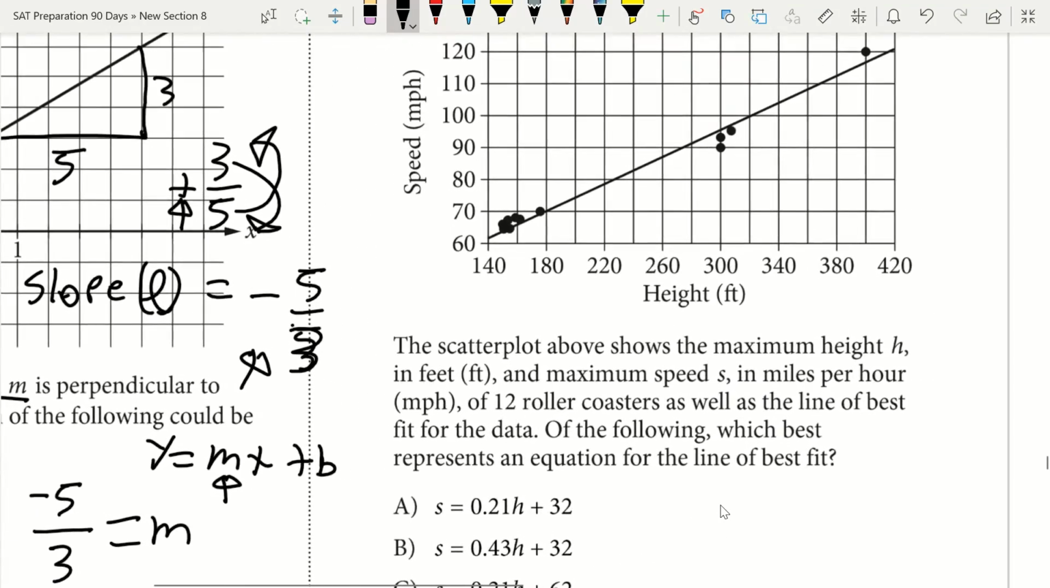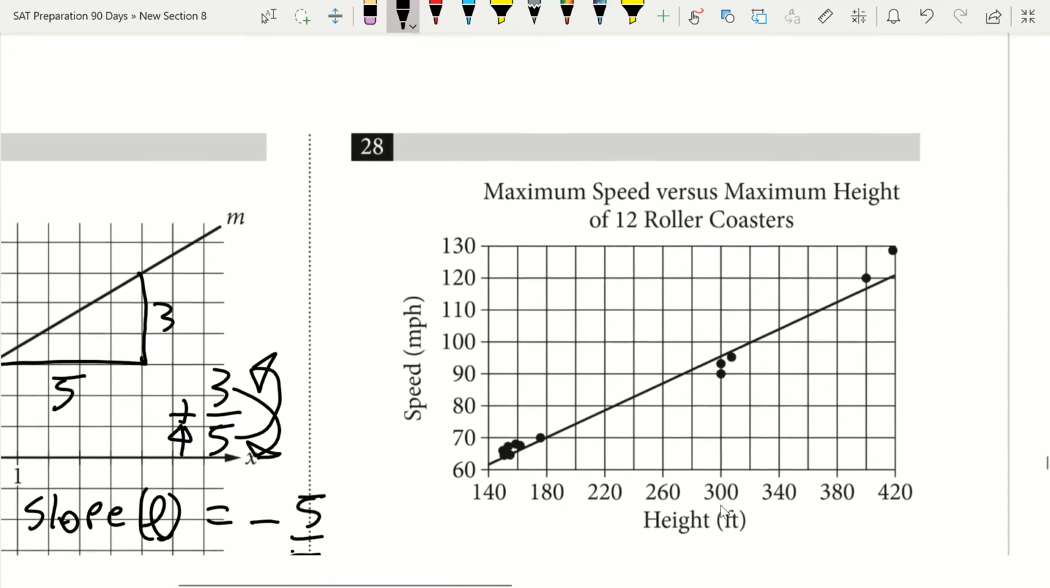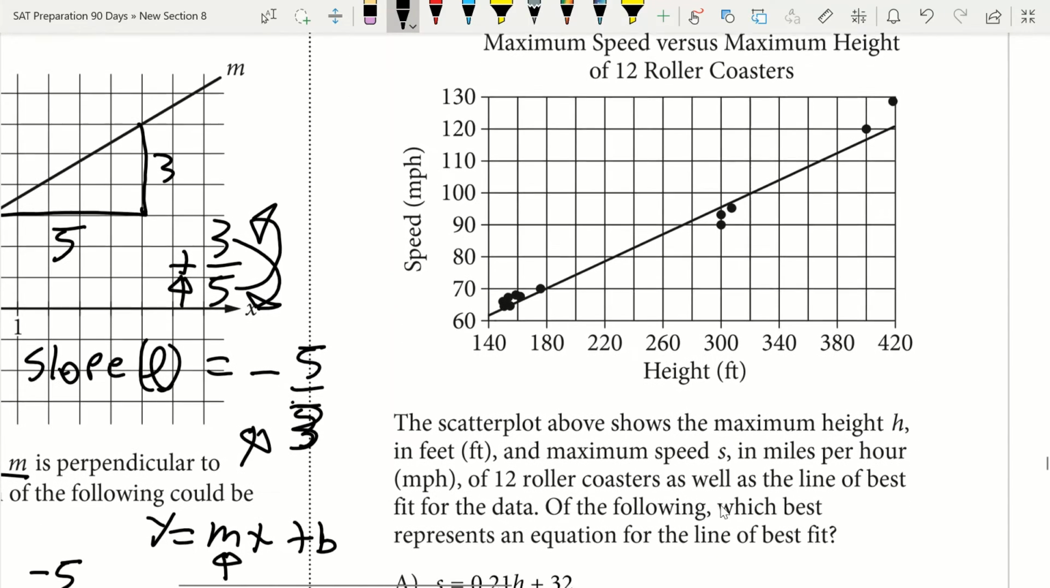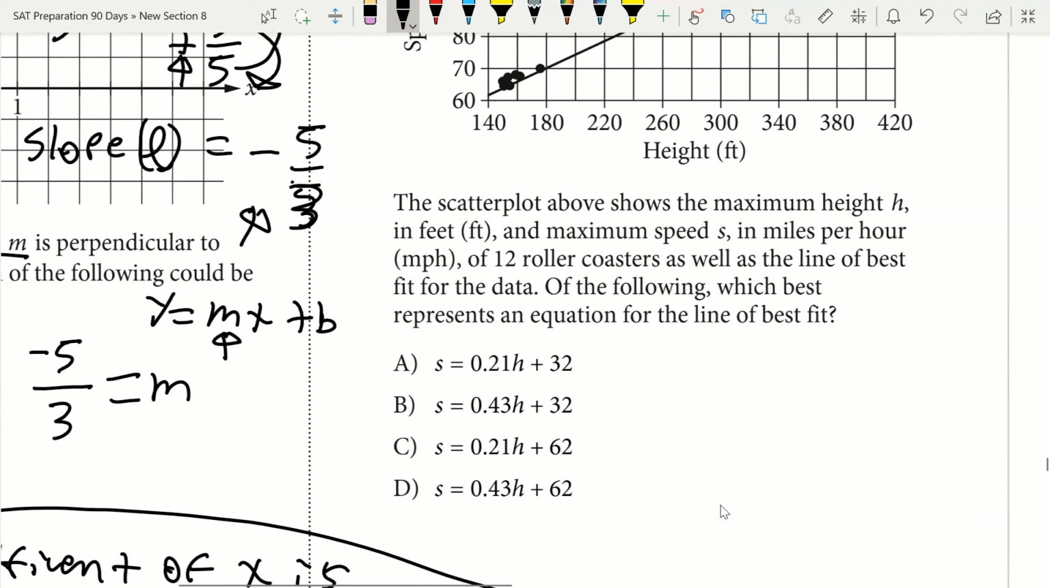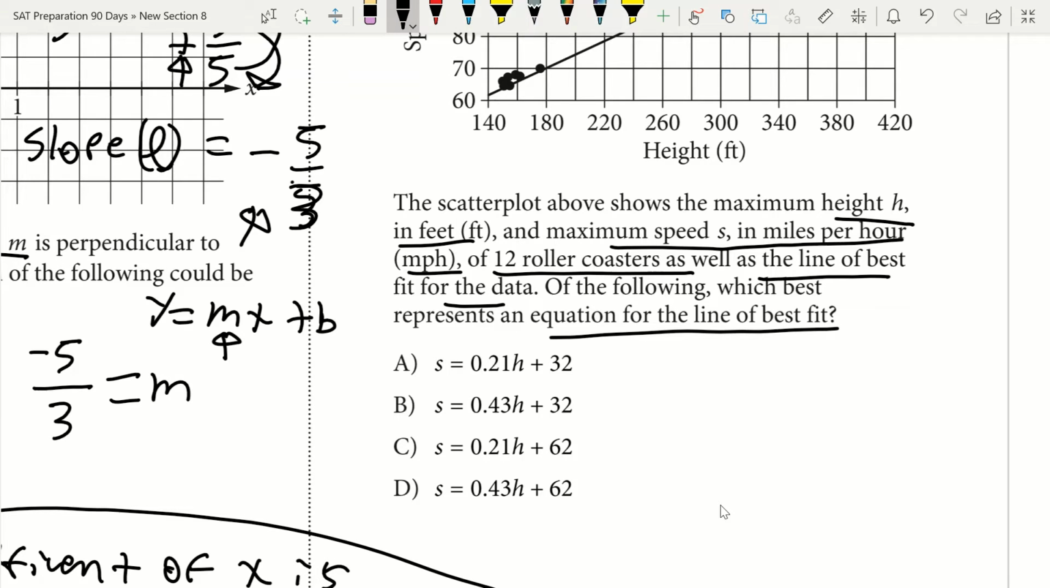All right, now we got 28, so we got a maximum speed versus maximum height of 12 roller coasters. I see I have a line of best fit, speed on the y-axis, height on the x-axis. The scatter plot above is showing the maximum height in feet and maximum speed, s, in miles per hour, of 12 roller coasters, as well as the line of best fit for the data. Which of the following best represents an equation for the line of best fit?